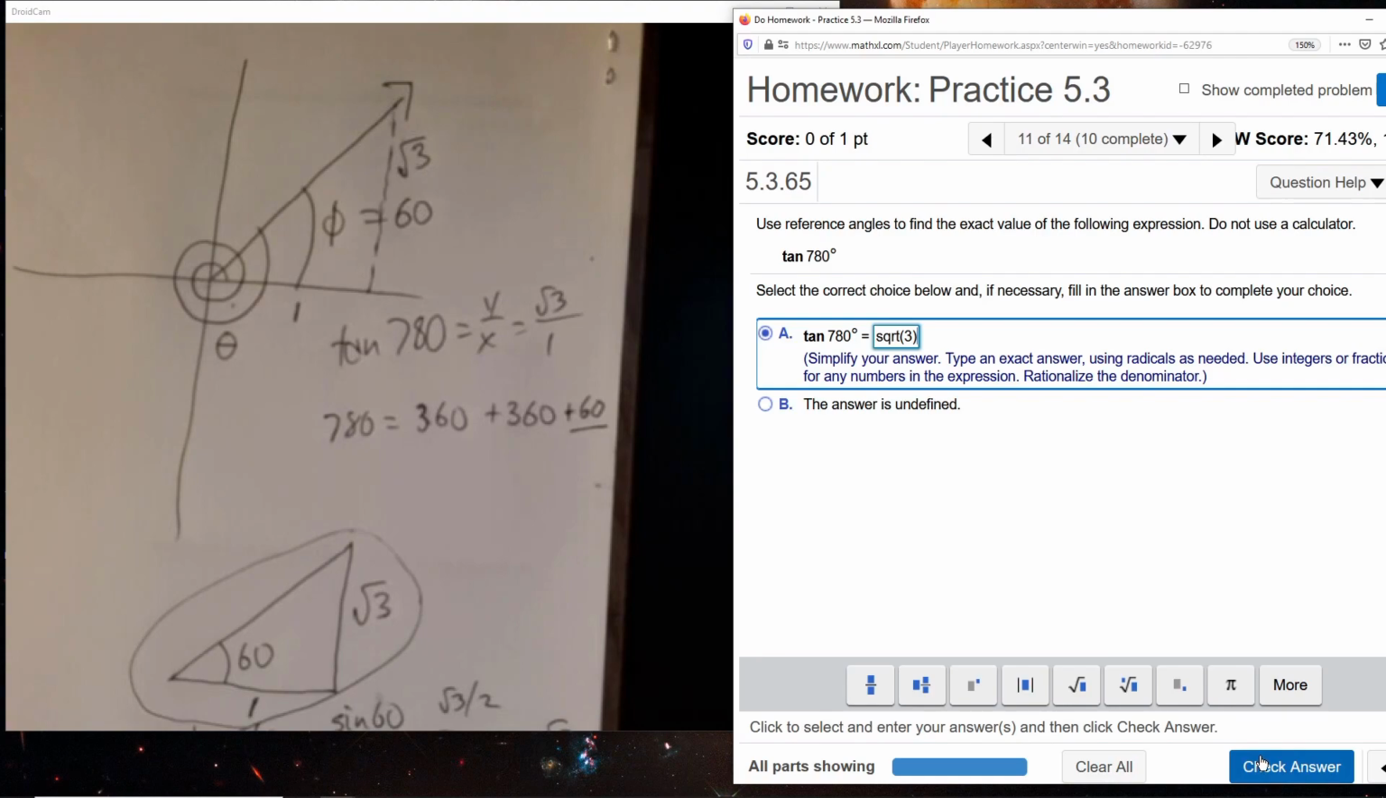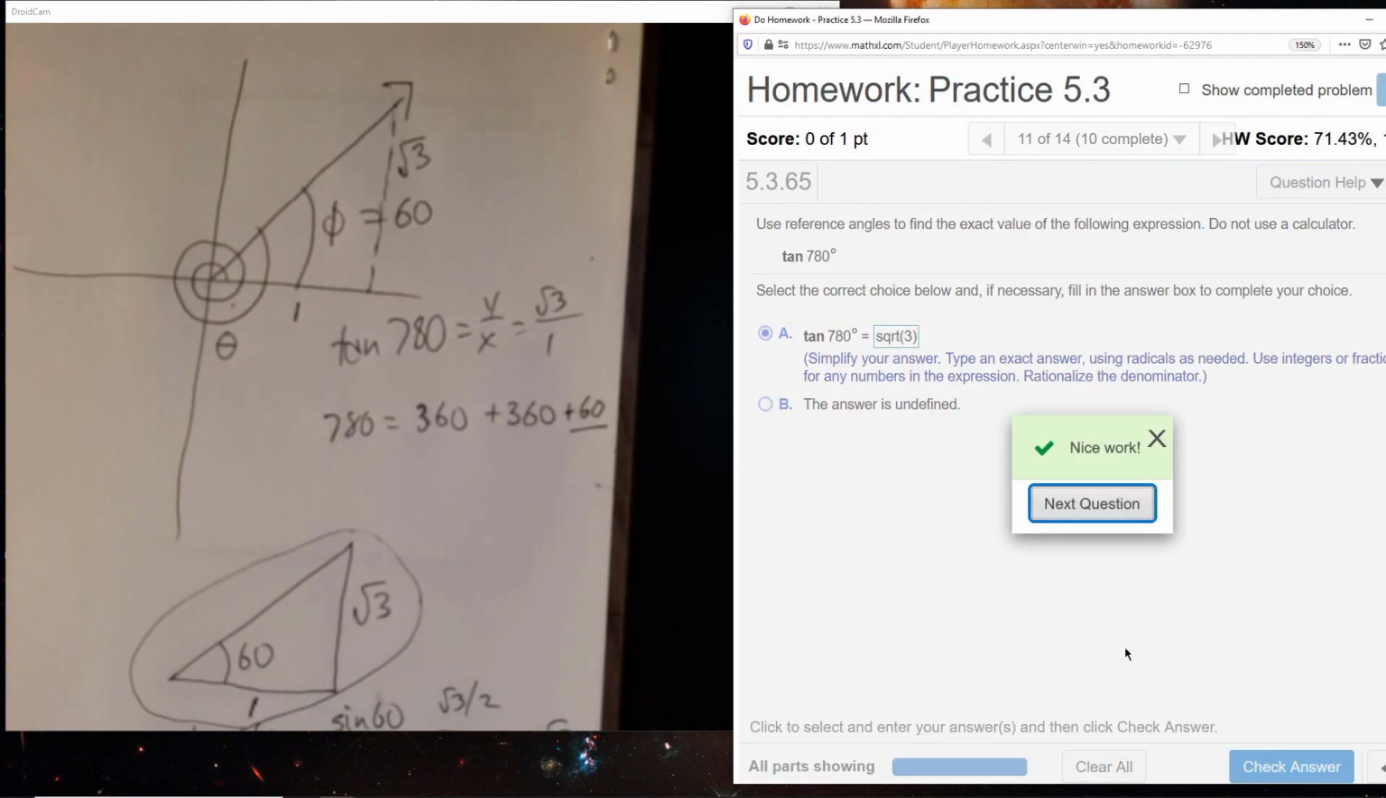I'm actually just curious if it takes this shorthand. It does take shorthand. Cool.